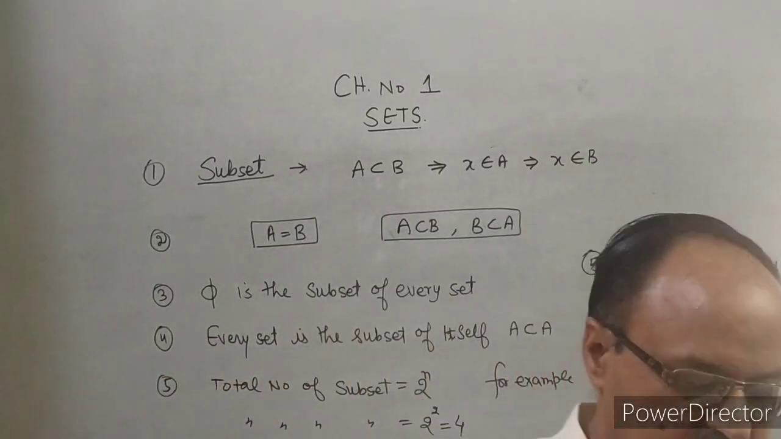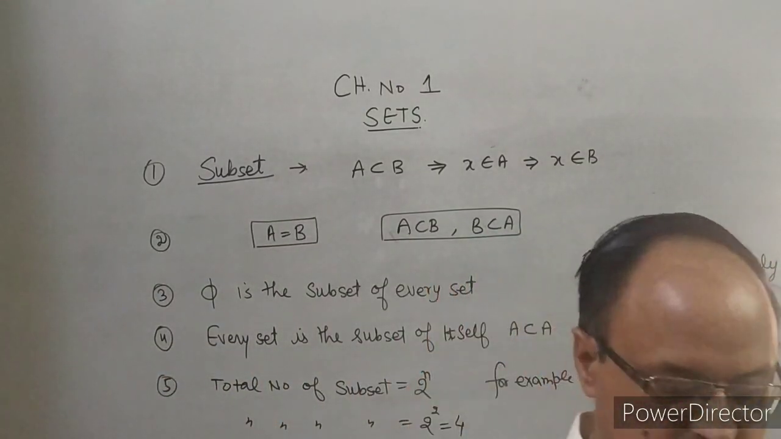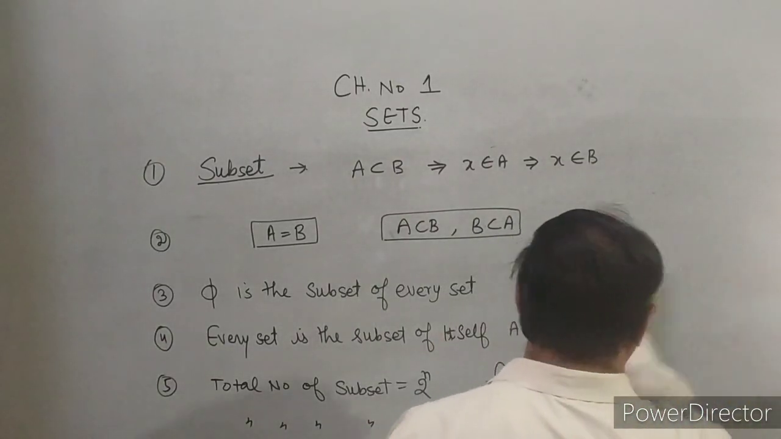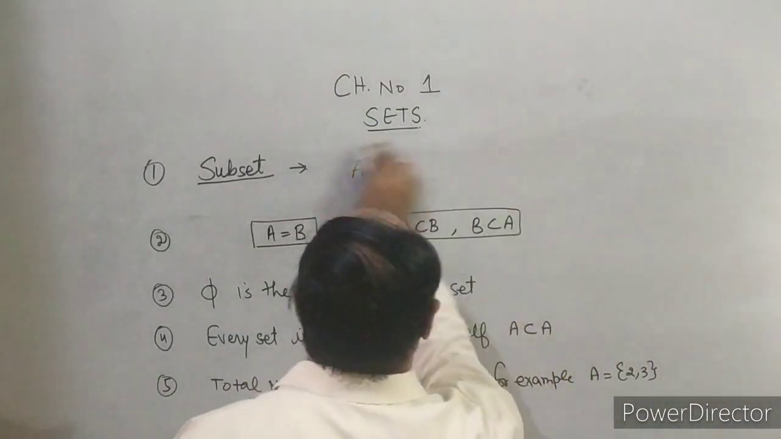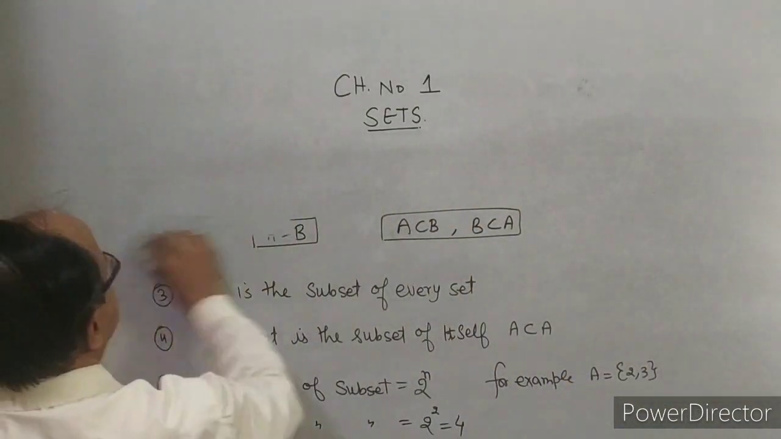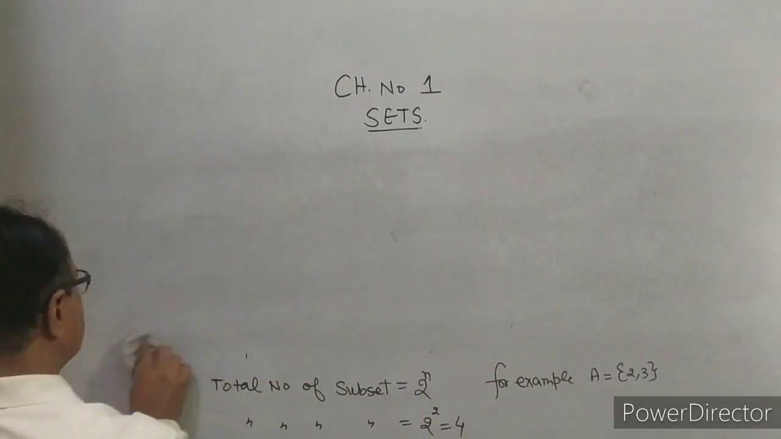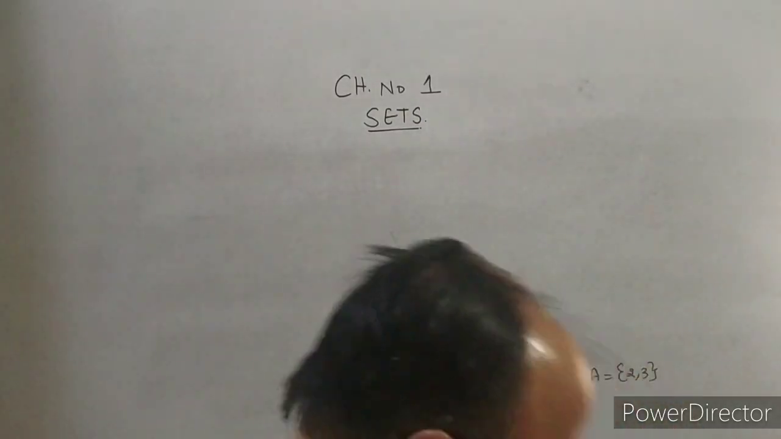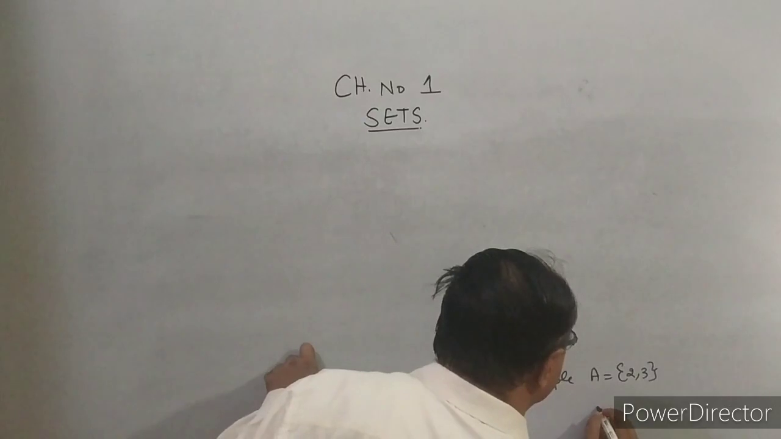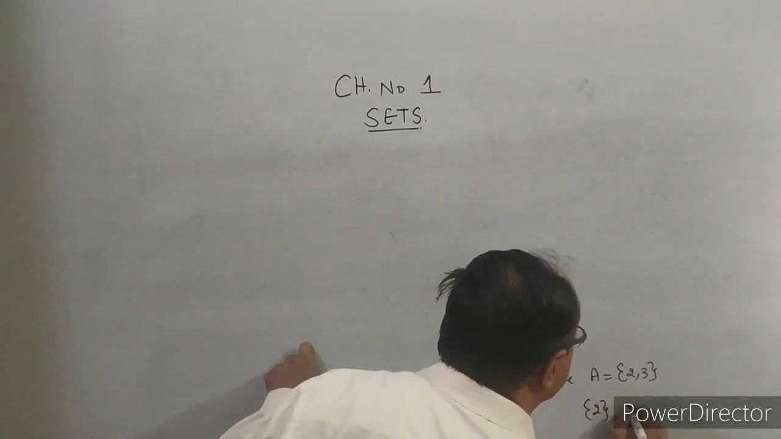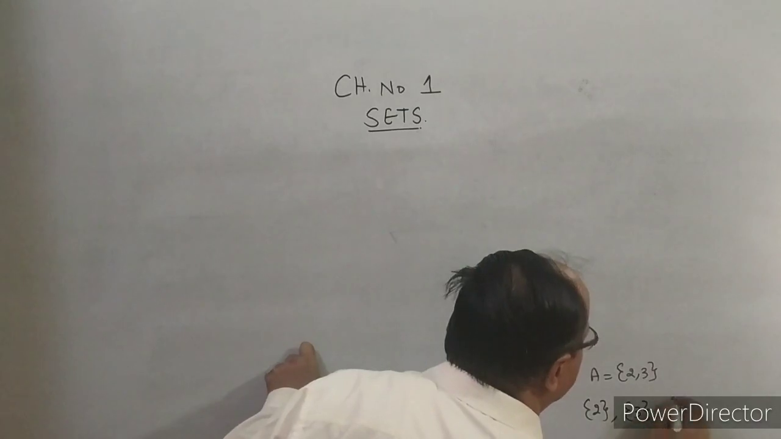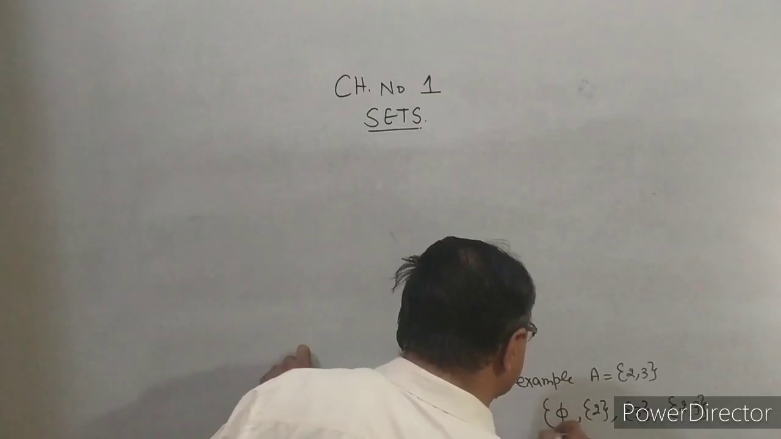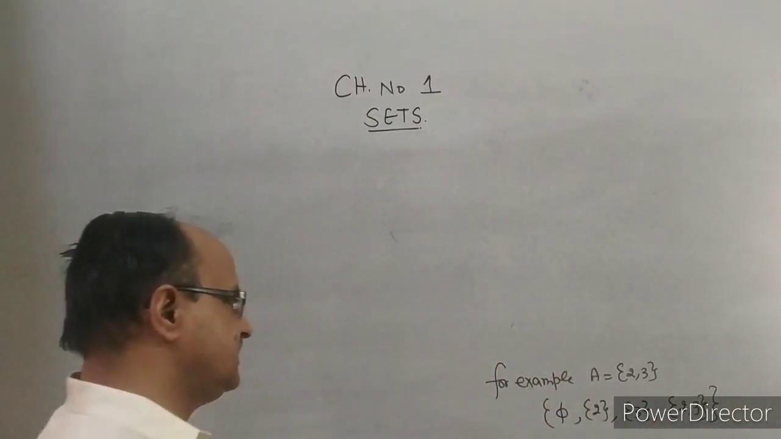If A contains 3 elements, then the total number of subsets is 2 to the power 3, that is 8. For the set with two elements, there are 4 subsets. For example, the subsets are listed here: 2, 3, and 2 and 3. These are the subsets of set A. Clear?